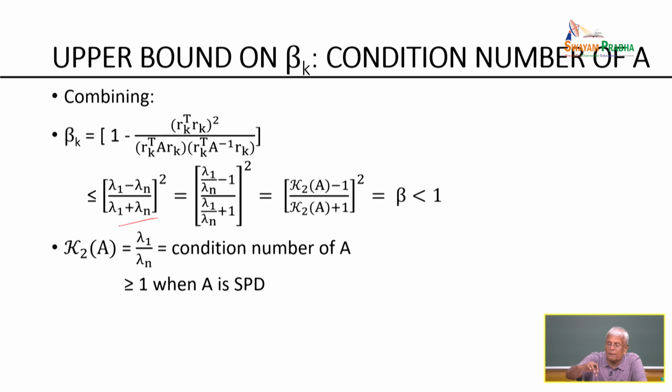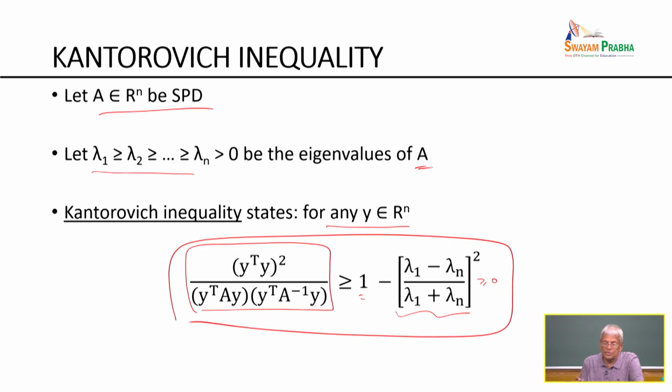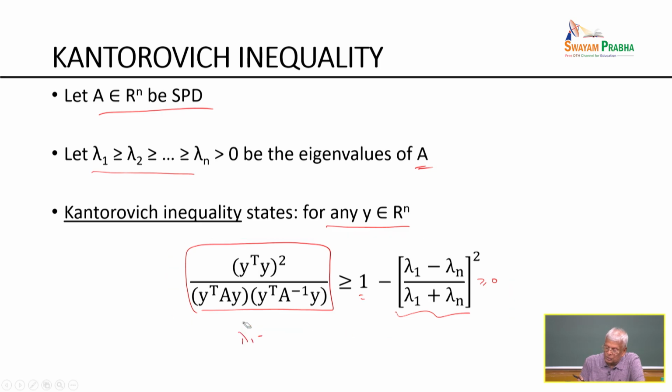So, by combining the Kantorovich inequality with the expression for beta k, this exact expression can be replaced by an upper bound by using the Kantorovich inequality. So, what does this say? This essentially tells you lambda 1 minus lambda n divided by lambda 1 plus lambda n whole square. If I get this to the side, this goes to the other side, it must be greater than or equal to 1 minus this quantity.